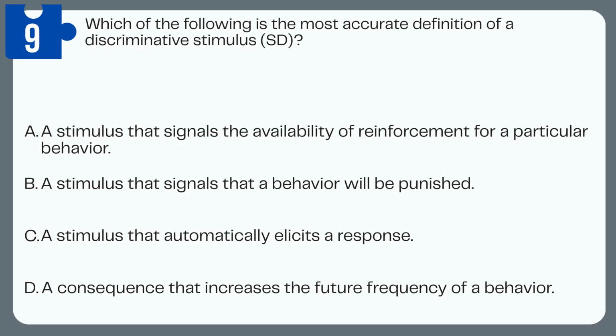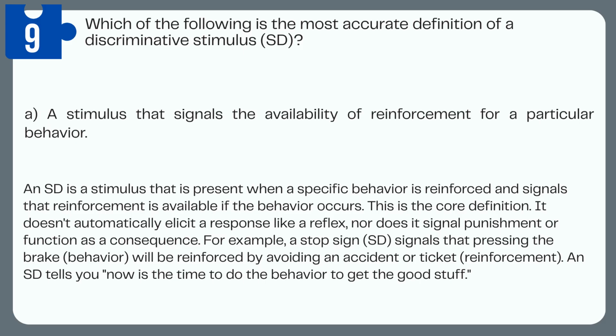Answer: A. A stimulus that signals the availability of reinforcement for a particular behavior. An SD is a stimulus that is present when a specific behavior is reinforced and signals that reinforcement is available if the behavior occurs. This is the core definition. It doesn't automatically elicit a response like a reflex, nor does it signal punishment or function as a consequence. For example, a stop sign, SD, signals that pressing the brake behavior will be reinforced by avoiding an accident or ticket, reinforcement. An SD tells you now is the time to do the behavior to get the good stuff.